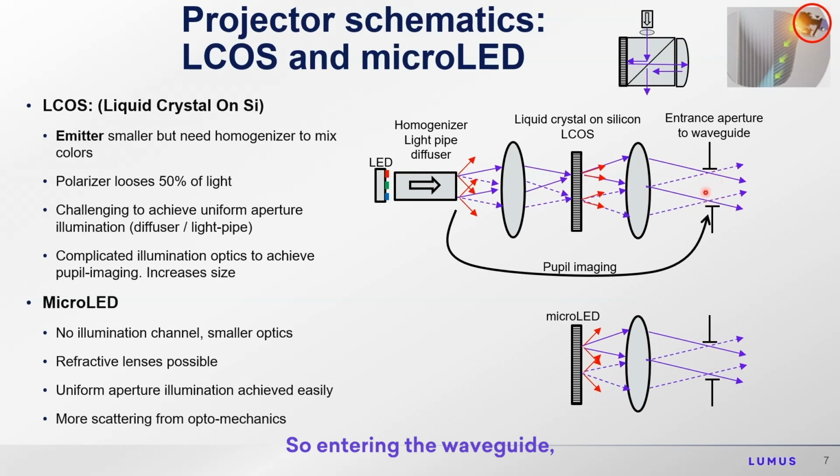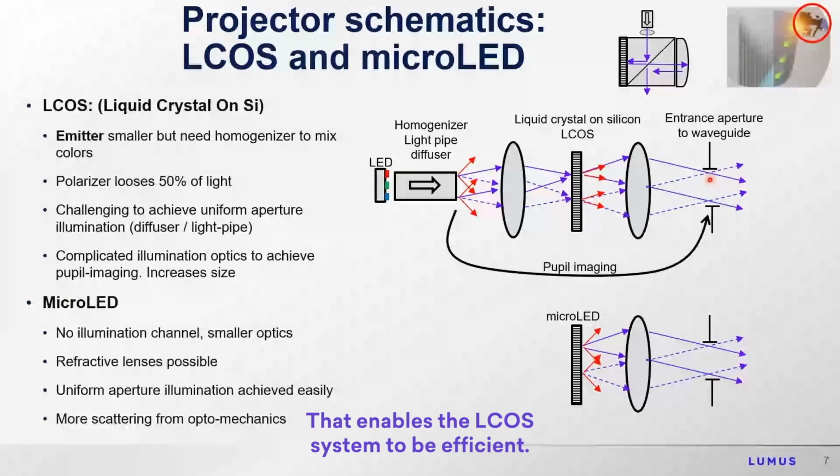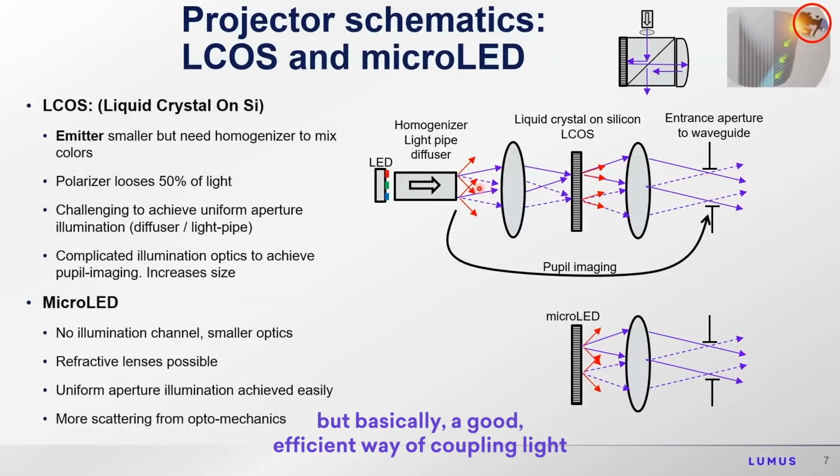So entering the waveguide, we have the light that comes from here, and for efficiency, if you properly design the optics, this plane of the homogenized beam should be imaged directly here. So each beam that was collected from this section enters the waveguide. That enables the LCoS system to be efficient. It's losing half the power because it needs to be polarized, but basically it's a good, efficient way of coupling light into the waveguide. Now let's look at micro LED for comparison.